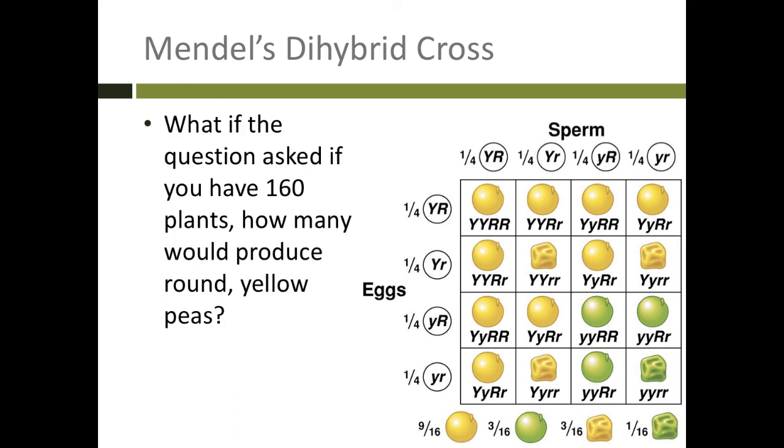Think about this question. If you did the dihybrid cross and got 160 offspring, how many of those 160 plants would have round and yellow peas? Work on it, and I'll see you in class.